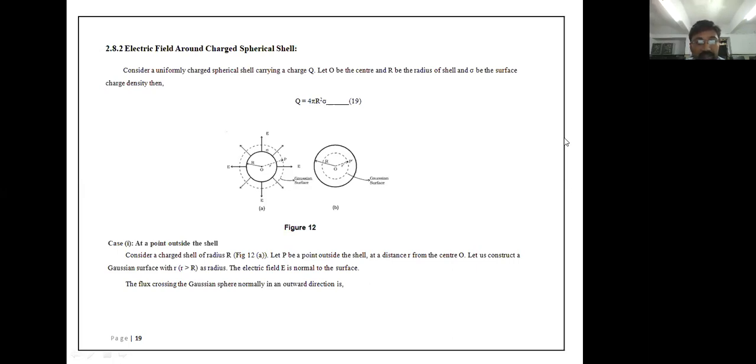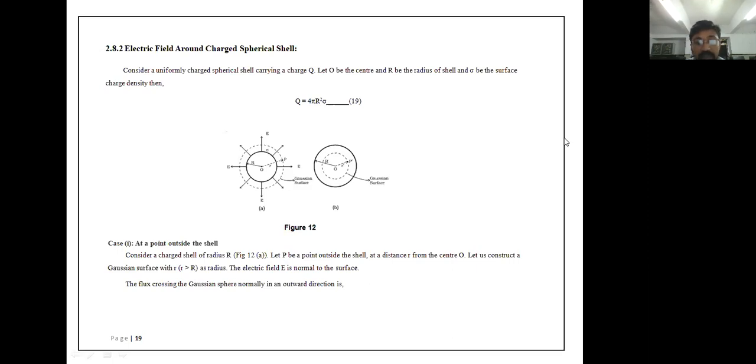Consider a charged shell of radius R that is shown in figure 12a. Let P be the point outside the shell at a distance r from the center O. So there is a point P outside the sphere of radius R, and the distance of point P from the center O is small r. Now let us construct a Gaussian surface with radius small r, and this radius small r is greater than the radius capital R.